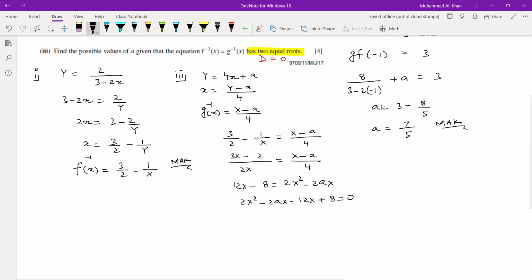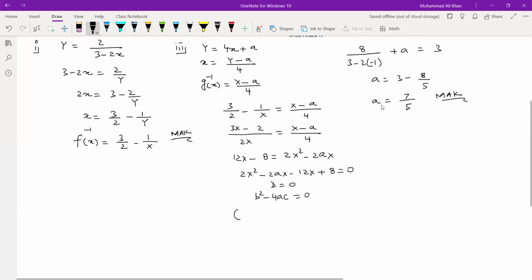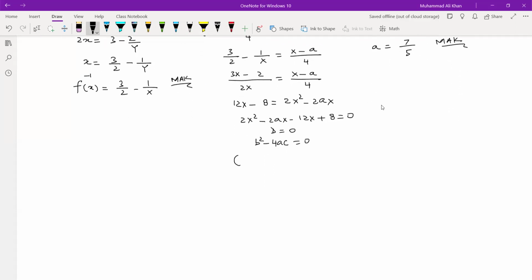So now, if we use discriminant equal to 0, b squared minus 4ac equals to 0. What is the value of b? Tell me. Minus 2a, minus 12. So I'm writing it 2a plus 12. As I told you earlier, if both have minus, it will be written as positive, right? Minus 4, what is a? A is 2. What is c? C is 8. Equals to 0.